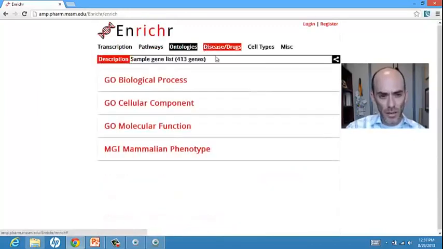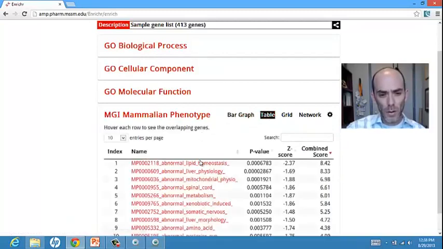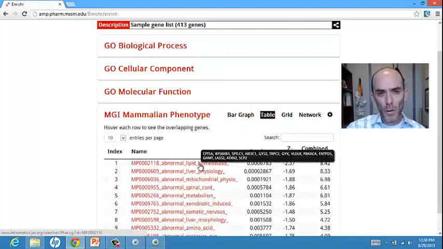In the ontologies categories, we have the gene ontology I just described to you, and then also the MGI mammalian phenotype ontology, which is an ontology that was developed at the Jackson lab, where they describe various properties of mice after knockdown of various genes. So here, for example, you have the ontology ID term, which for example is the most enriched term for this gene set is abnormal lipid homeostasis. This particular phenotype was observed for these genes that are part of our input list.